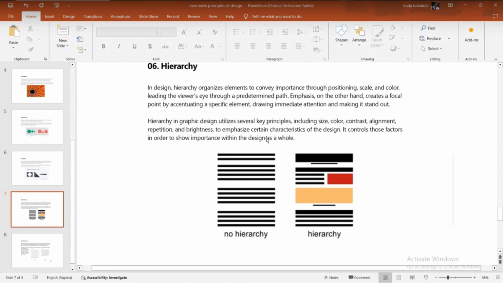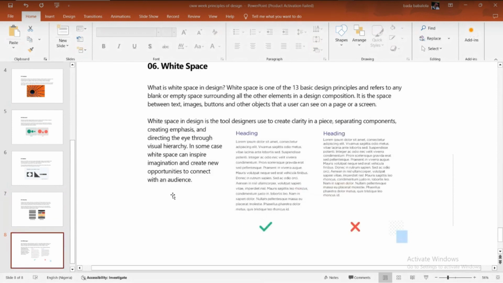There are things that pertain to us even physically and in our day-to-day lives. So I think the last one, I'm very sorry, I know, the last one is white space. Now, what is white space in design?